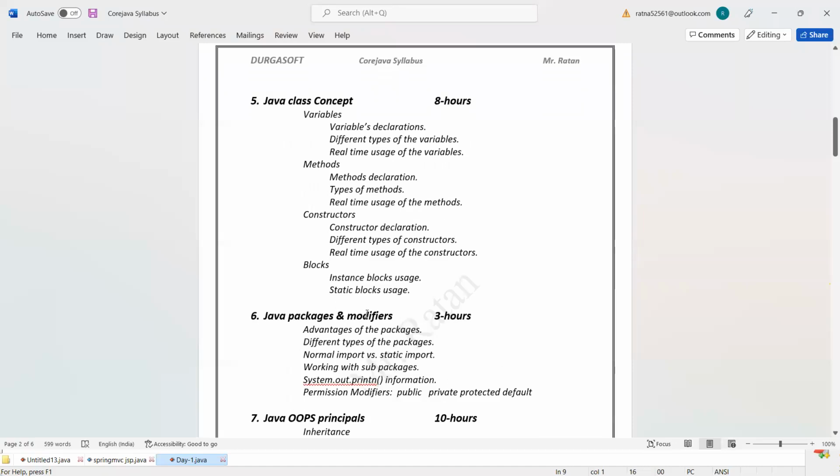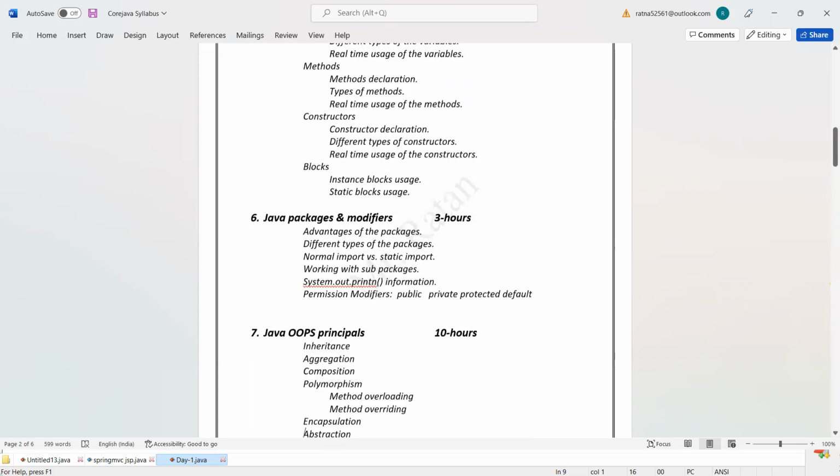Okay, Java packages and modifiers. The advantage of packages, how the project is divided into different packages, and the difference between normal import versus static import, working with sub packages. Permission modifiers: we will see public, private, protected, and default. After that, we will see OOPS principles.